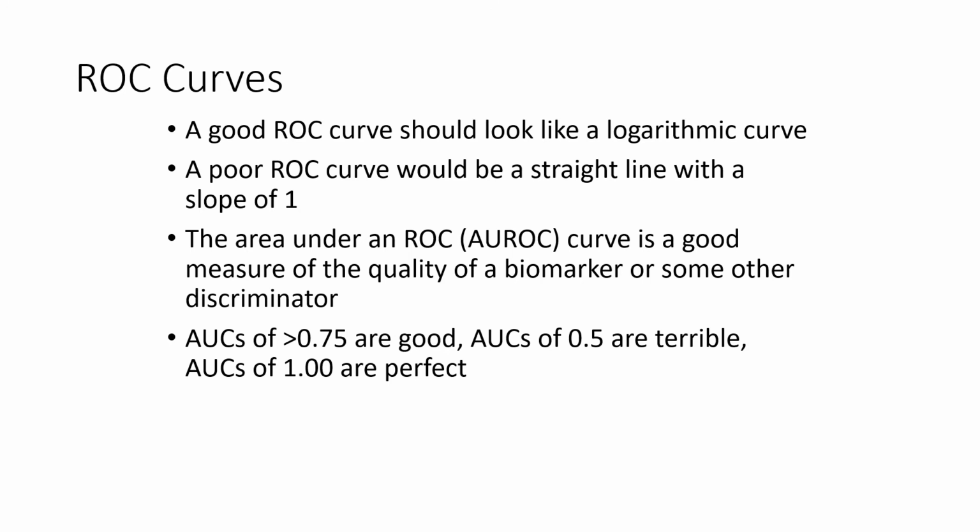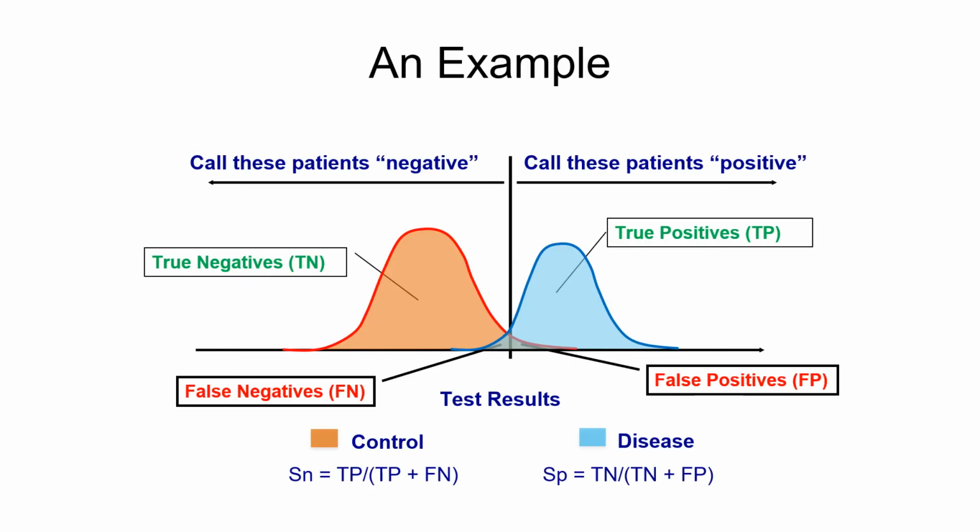A poor ROC curve, one that's just a random guess, would just be a straight line with a slope of 1. The area under the curve, or AUC, is a good measure of the quality of some predictor or biomarker or discrimination tool. As a rule, if AUCs are greater than 0.75, it's pretty good. An AUC of 0.5 is totally random, and an AUC of 1 is perfect. The area under the curve is sometimes called a C statistic.